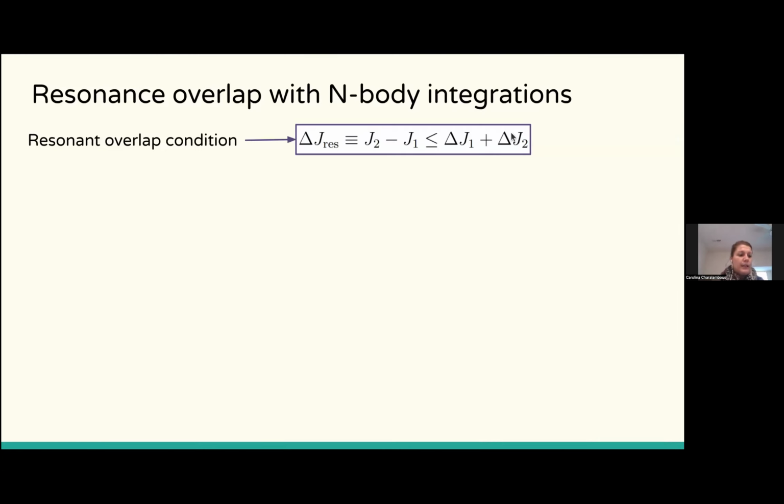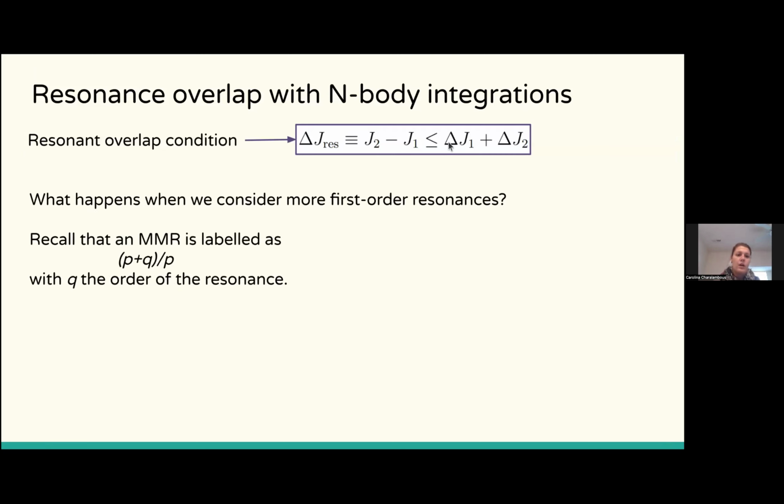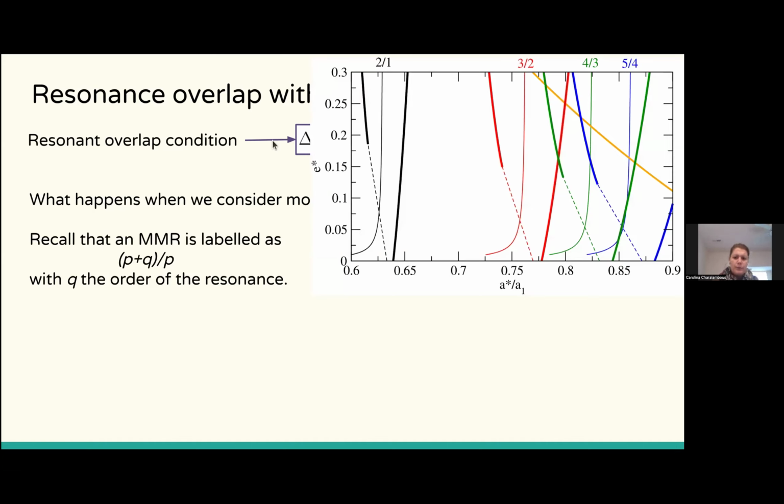And so last time we spoke about resonance overlap, and we were able to give a resonance overlap condition in terms of the actions of the system. And so right now I wanted to go back to the quantities that we know in a planetary system that are, for example, the semi-major axis and the eccentricities, which are somehow the actions of the system.